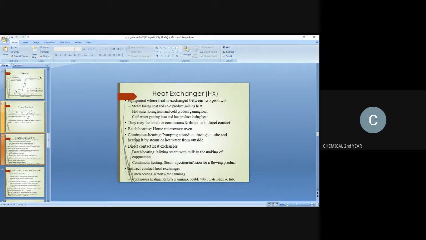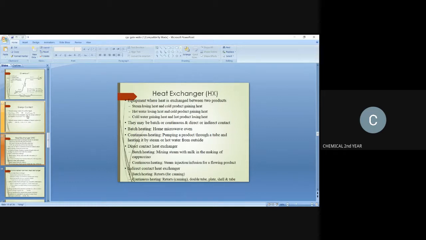Batch heating: a home microwave oven is an example. Next, continuous heating: pumping a product through a tube and heating it by steam or hot water from outside. Direct contact heat exchanger: batch heating and continuous heating. Batch heating: mixing steam with milk in the making of cappuccino. Next, continuous heating: steam injection or infusion for a flowing product.